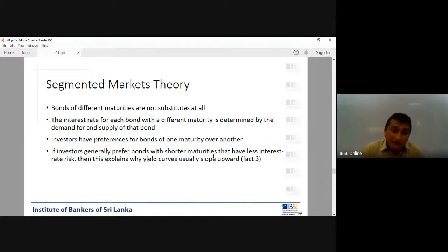So when the demand is high, you know the price is high for that market segment, and that determines a lower interest rate. So when the short-term interest rates are lower because of higher market participants in that market segment and higher demand in that market segment, you can explain that the demand in the short term drives the interest rates to be lower, and as a result, yield curves are upward sloping. That's the third point of the term structure theory that was trying to explain.